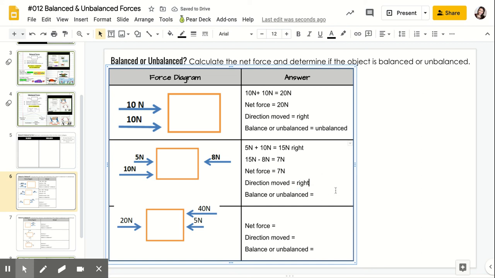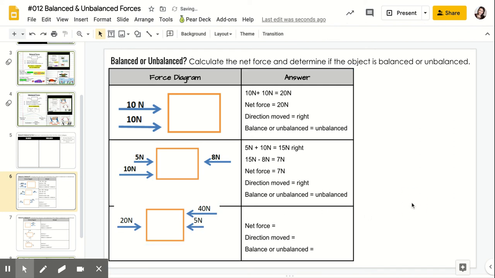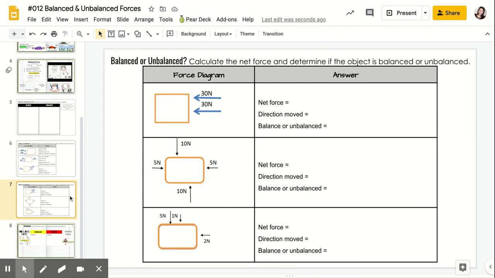Because there's movement, it's unbalanced. Okay? That's what you're going to do. Again, make sure you're showing your work. So you're going to do the rest of these.